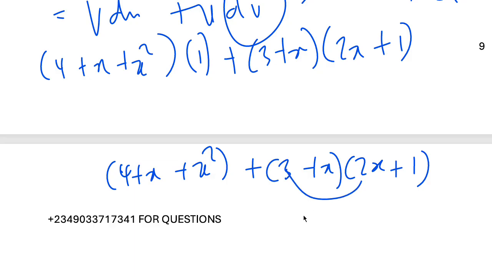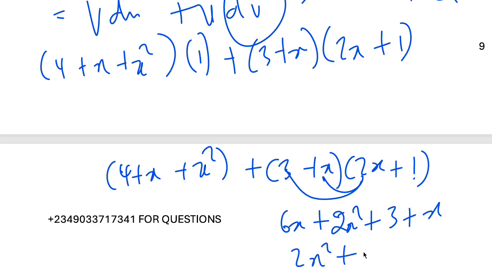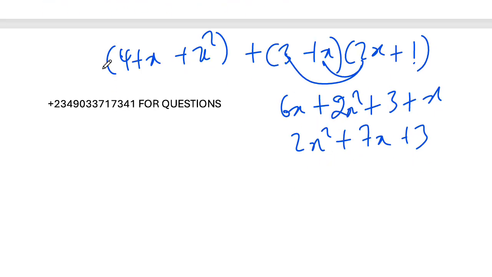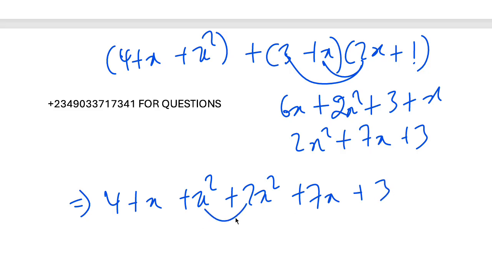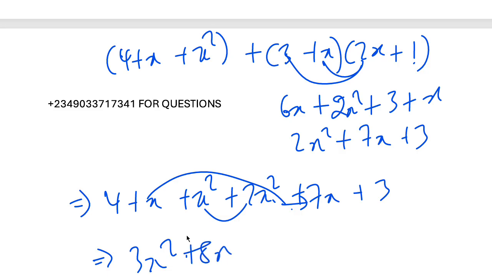If we expand this, it's giving us 6x plus this, and this becomes 2x squared plus 1 and 3, that becomes 3. 1 and x, that's x. And then we have 2x squared plus 6x and x is 7x, and then plus 3. And then we add it to 4 plus x squared, right? And that leaves us with plus 2x squared plus 7x plus 3. Collecting like terms, we have 3x squared, x and 7x gives us 8x, and then 4 plus 3 is 7, right? So that's the final answer.